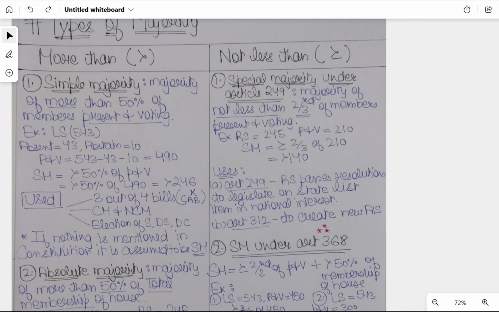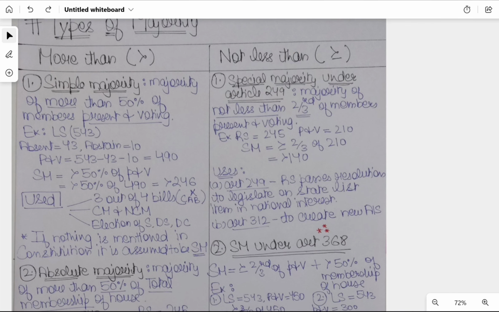It is done for two purposes in the Constitution. First of all, as the heading signifies, Article 249: Rajya Sabha passes a resolution to legislate on a state list item in national interest. And secondly, Article 312, that is to create a new All India Service.